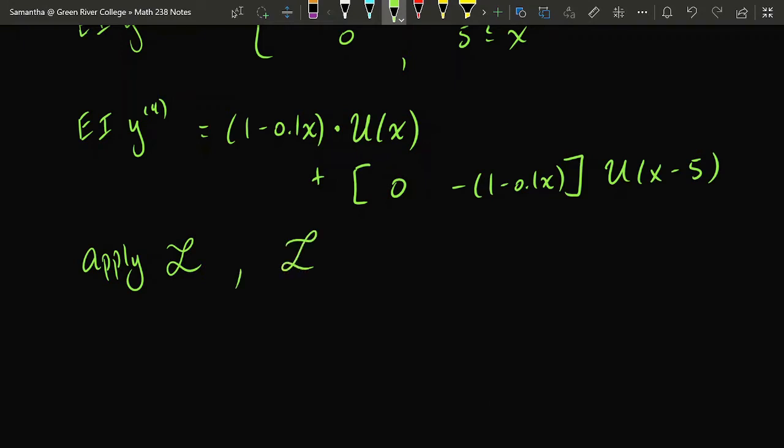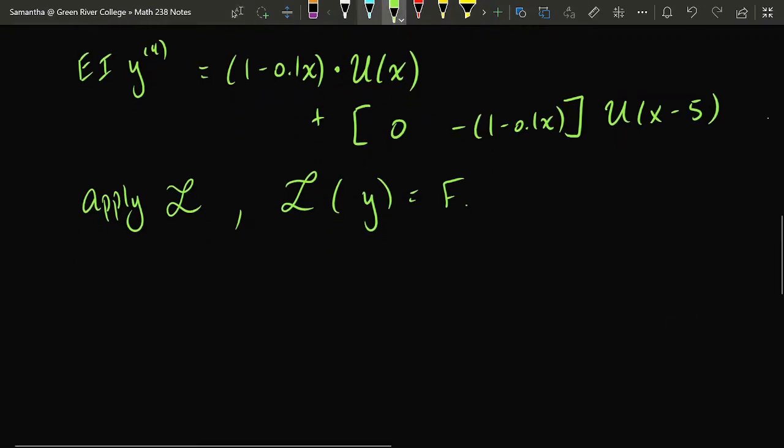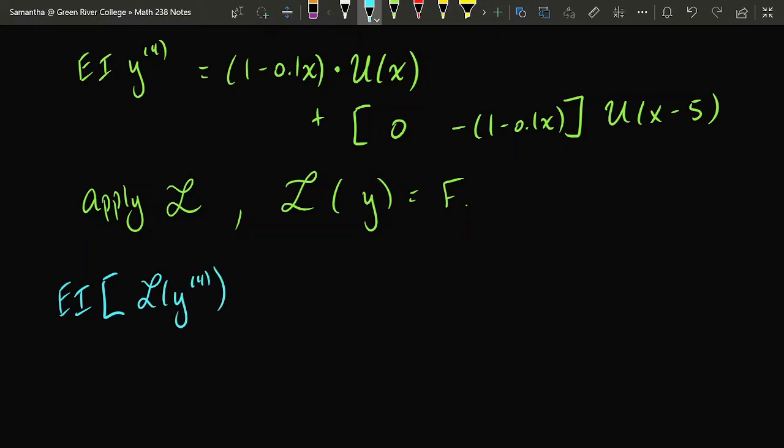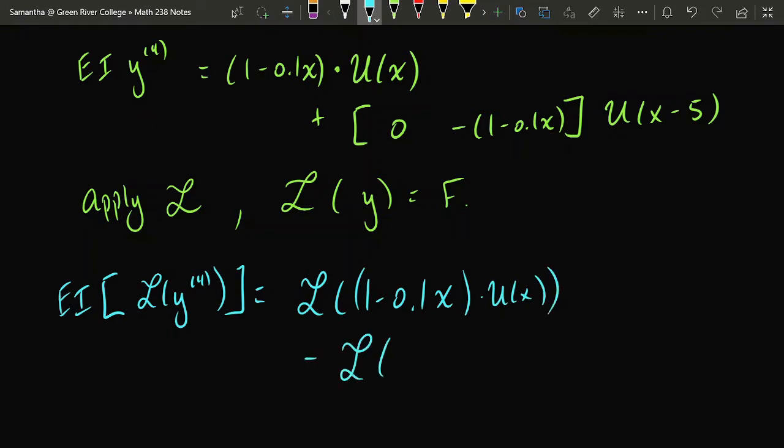And I'm just going to denote the Laplace transform of y by capital F. I prefer F to capital Y just because I think it's easier to distinguish capital F and lowercase y than it is to distinguish capital Y and lowercase y. Now when I do that, EI is just a constant. So now we have the Laplace transform of the fourth derivative of y. And on the right hand side, we have the Laplace transform of 1 minus 0.01 times x multiplied by the unit step. And then we have the Laplace transform of the same function being subtracted multiplied by a different unit step.